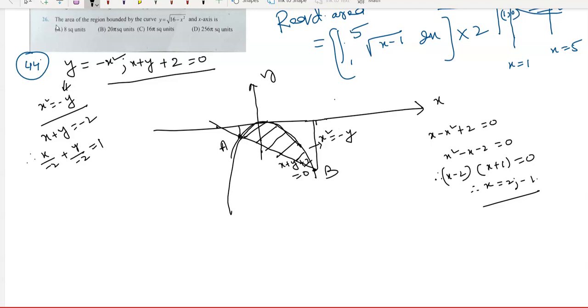x is coming 2 and minus 1. When x is minus 1, y is going to be minus 1. So the coordinate of this point you got is minus 1 comma minus 1. And this one, B, when x is 2, y is minus 4. Done everything? All of you can find the area.